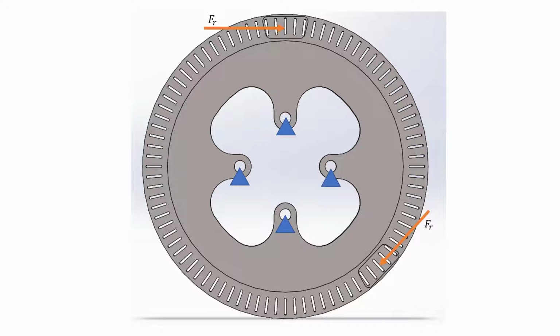So now, for how we're going to load this part in FEA, we're going to constrain the bolt holes that hold the rotor to our upright or knuckle. And then we're going to apply the forces where our brake pad is going to be. And the interesting thing we're going to do here is we're actually going to do it twice.